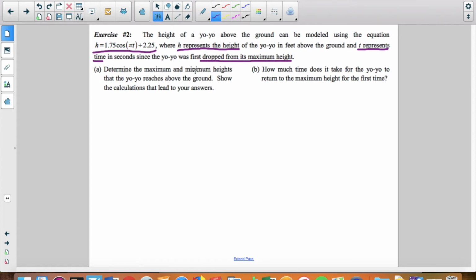Determine the maximum and minimum heights the yo-yo reaches above the ground. So we're given this equation, okay? We need to find the maximum and the minimum heights. I'll just finish writing this.